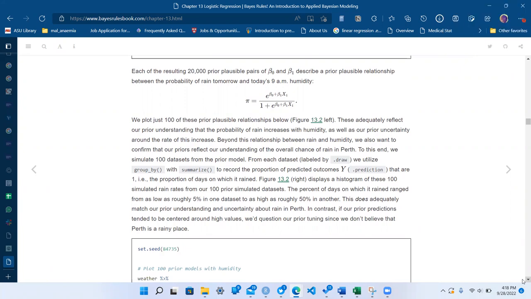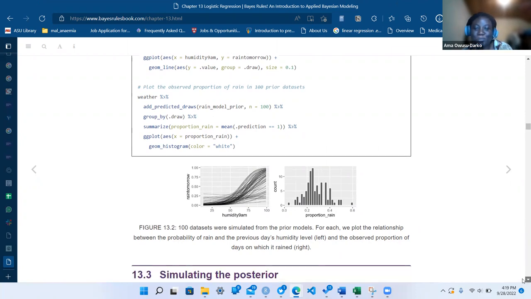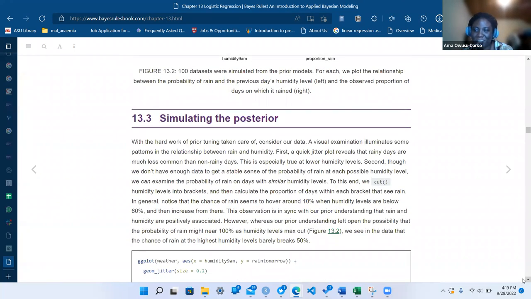Okay. So here it says, beyond the relationship, we just chose to model the probability of whether it will rain tomorrow with humidity, right? It says beyond this relationship between rain and humidity, they want to confirm if our priors reflect our understanding of the overall chance of rain. So this is simulating 100 data sets. Is it the one where they end up drawing? Okay, I think it's going to be this. And then you're supposed to put your other drawing in to see if it's okay, right?